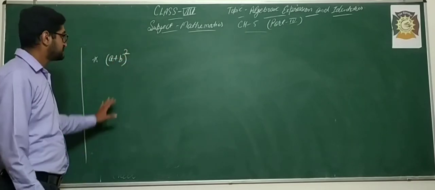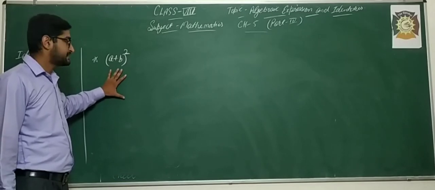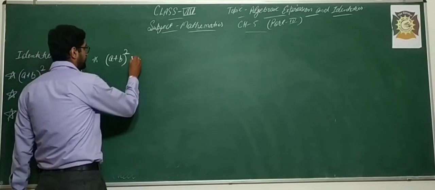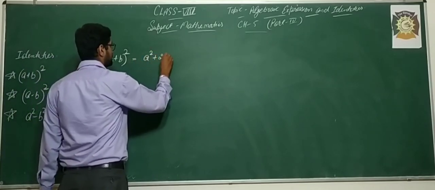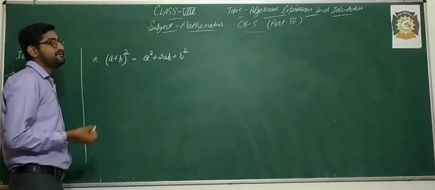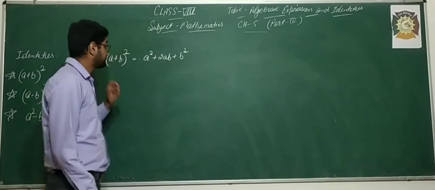See these identities carefully, because all the questions of the exercise are based upon these identities. Now (a plus b) square is equal to a square plus 2ab plus b square. Then how will we show that this value is equal to this value?